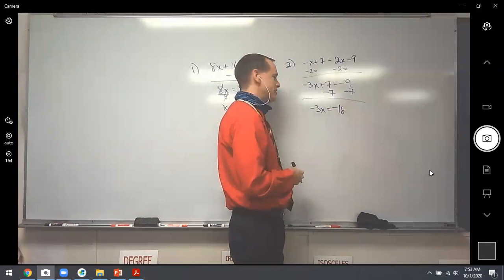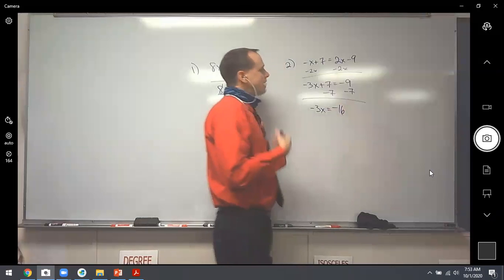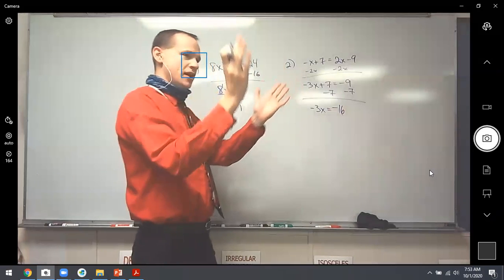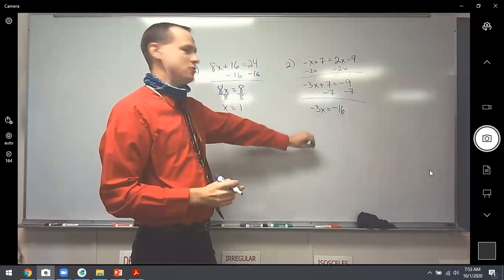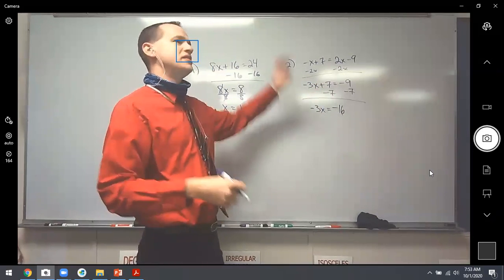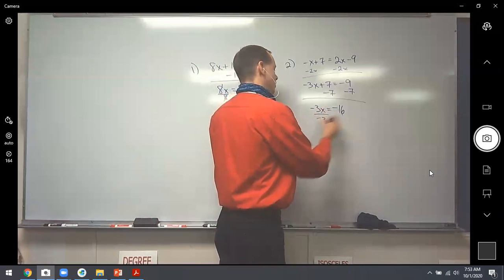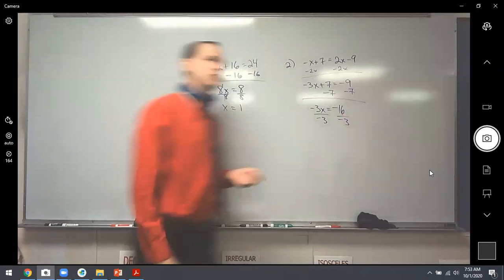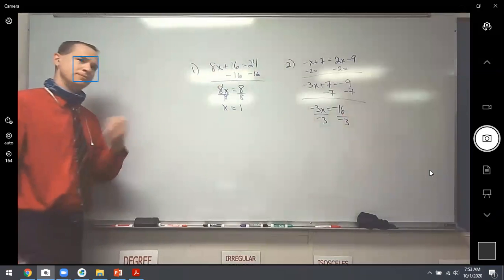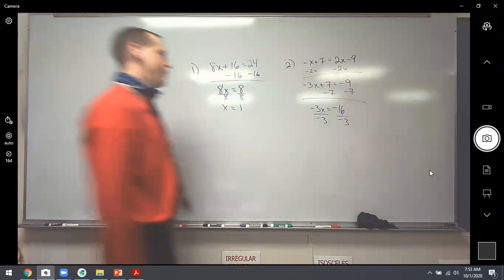Good. All right. So we got this. Cool. It's getting smaller. That's good. Your work should kind of get smaller as you go. You should be narrowing down to an answer. So we have negative 3 times x. Well, we don't want this negative 3 times. So we'll undo the negative 3 multiplied by x by dividing both sides by negative 3.